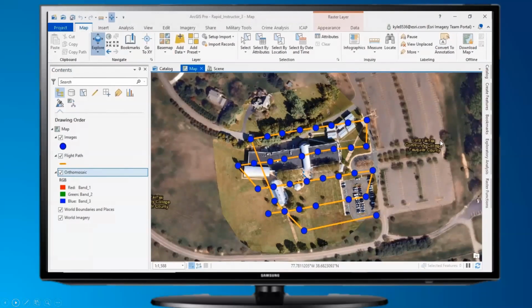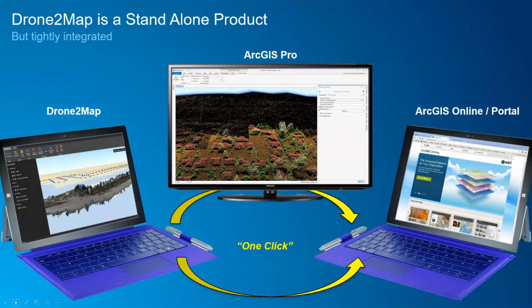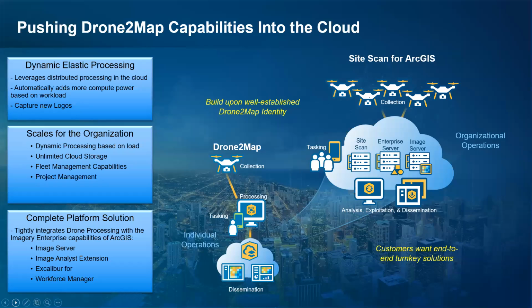So, once the imagery is processed through Drone2Map or through SiteScan, you bring it in and all your traditional image processing works just fine. So that's what this little diagram is designed to present. With just one click from Drone2Map, you can publish your project into Pro, or you can publish the information products, including the 3D products, into your ArcGIS Online or your portal. So it works seamlessly as part of a complete solution for the platform.